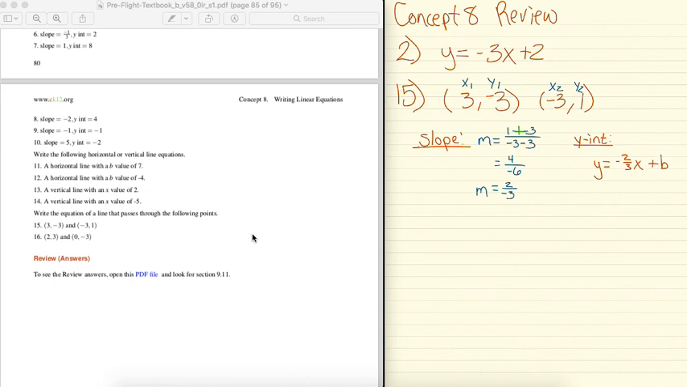What I need to do is choose one of my points, either the (3, -3) point or the (-3, 1) point. Does not make a difference which one you use. I'm just going to use the first one because it's written first. So I'm going to plug in the y value of -3, and then I'm going to plug in the x value of 3.